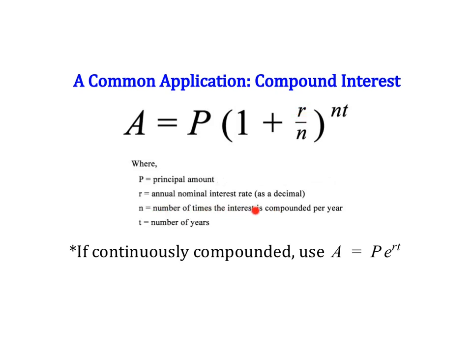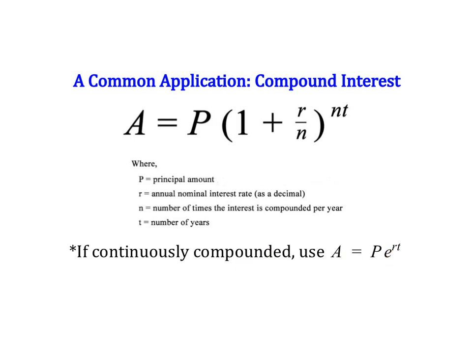N is the number of times your interest is compounded each year. So some accounts pay you interest once a year, sometimes twice a year, sometimes 12 times a year, every month. So we would adjust that for how many times your interest is calculated and paid off. And then t is the number of years that's gone by. And then you can use this formula to calculate how much money you now have after that amount of time. So later on in this chapter, we will be using this formula, but it is a useful one to know, and it's probably one of the most common applications of exponential functions that you'll see.